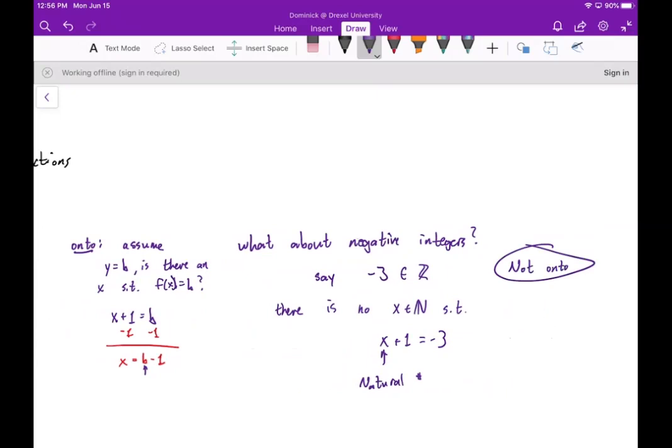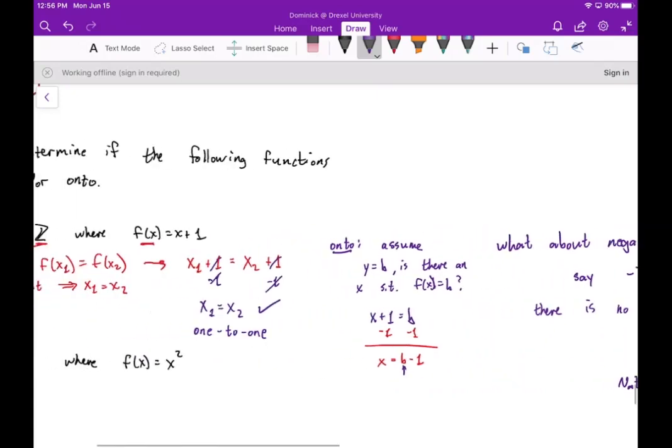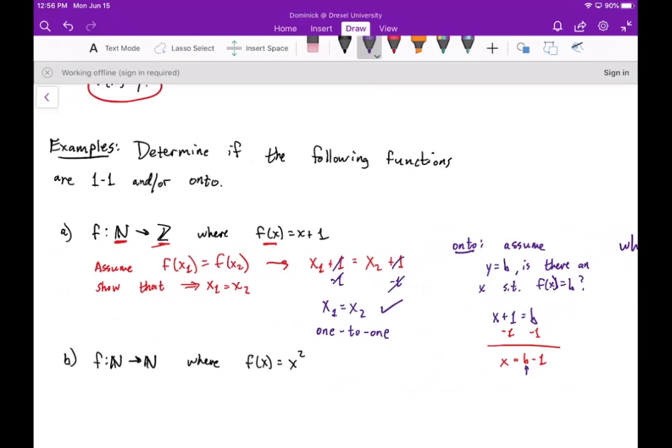Now, if it were the other way around, if I wanted to go from Z to N, then of course it would be onto, right? Because then I would have my elements. I could attain any element that I want in the natural numbers by picking the appropriate integer.